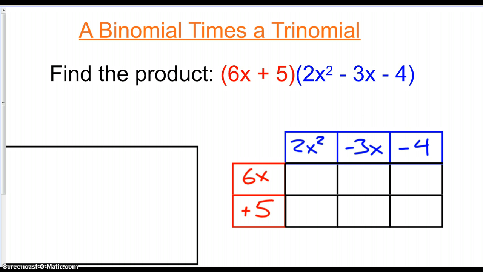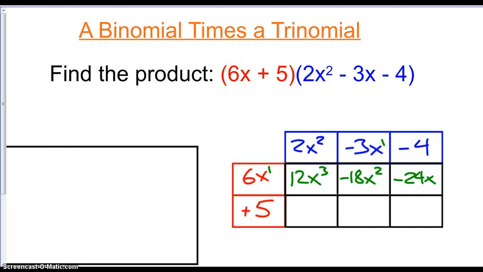All right, so if we go the table route, or whichever route you choose, this is what we should come up with. So first, let's take the first boxes here. 6x times 2x squared. So I'm going to do 6 times 2 and get 12. And then I have x to the first times x to the second. Well, that is x to the third. All right, then I'm going to move to the right. 6 times negative 3 is negative 18. And then I have x to the first times x to the first times x to the second. And then I'm going to take 6x times negative 4, which is negative 24x. All right, so we got that figured out.